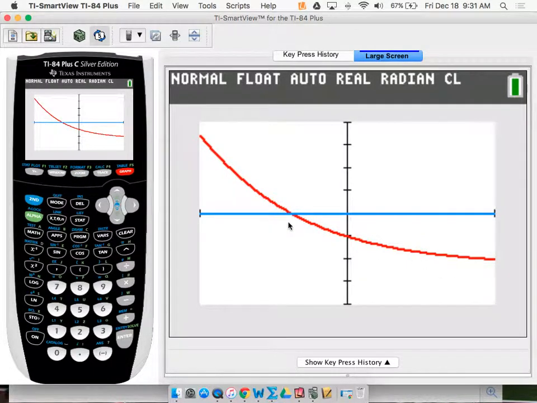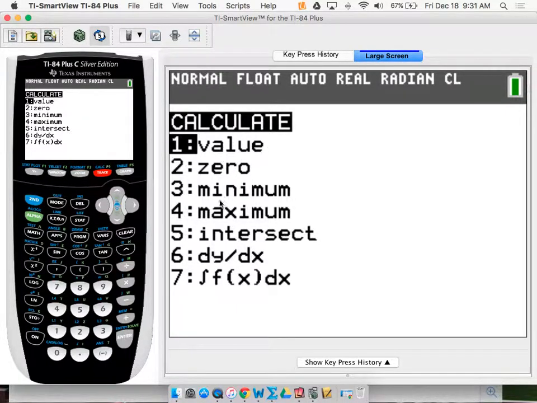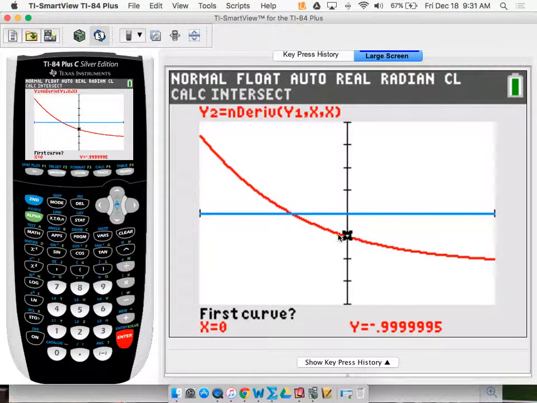All right. Again, we're trying to figure out where this derivative equals 0. Where do these two intersect? So, second, trace, calculate menu. Get down to number 5. You're going to hit enter. And again, move this closer to where the intersection is, and then hit enter 3 times.